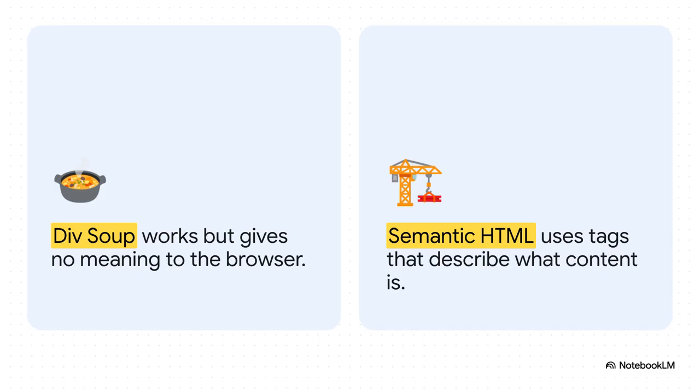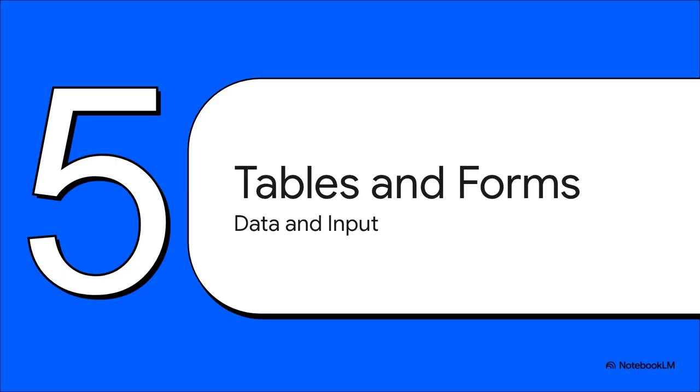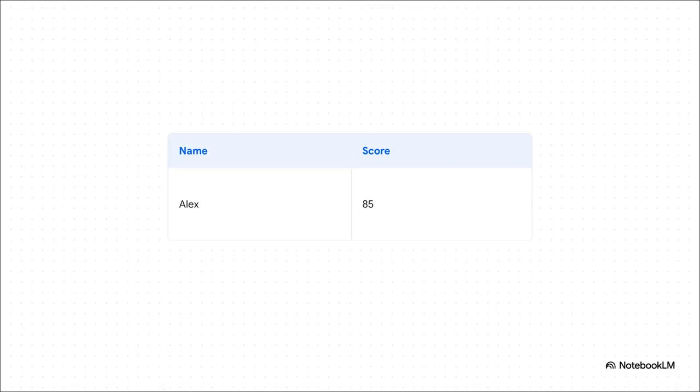This is a total game changer. It massively improves accessibility for screen readers, it heavily boosts your SEO so search engines understand your content, and it just makes your code so much easier for other human beings to read. Section 5. Tables and forms. Data and input. Let's talk about tables.